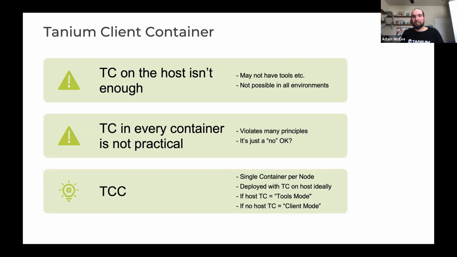But at the same time, if we were to place the Tanium client in every single one of your containers, that's just not practical, right? Going back to a microservices architecture, you really want probably one process running in your container, and adding an agent inside every container is just not practical. So we developed the Tanium client container. This gives you the capability of running one container per worker node, and this allows it to provide the tools necessary.